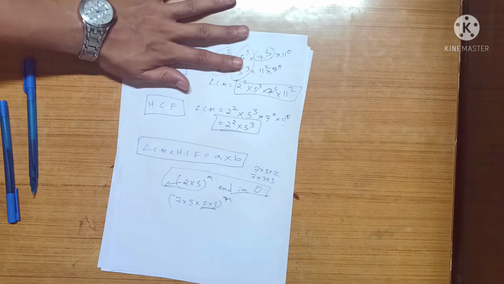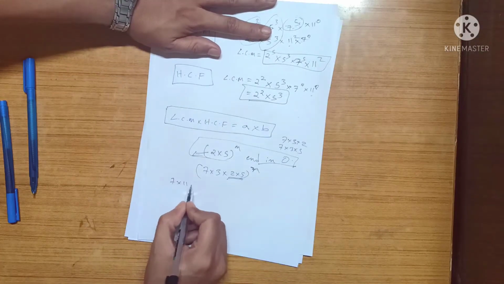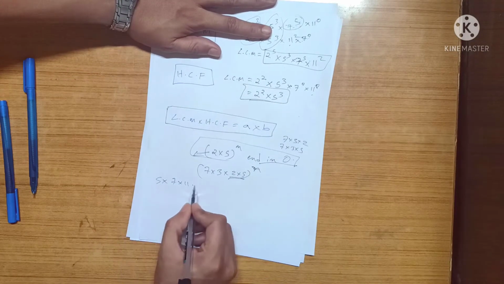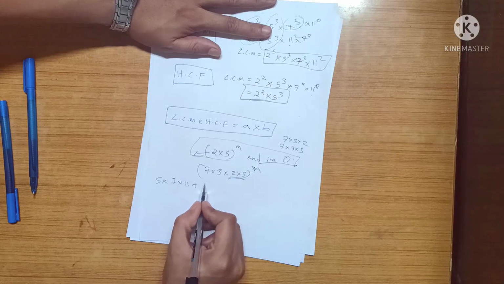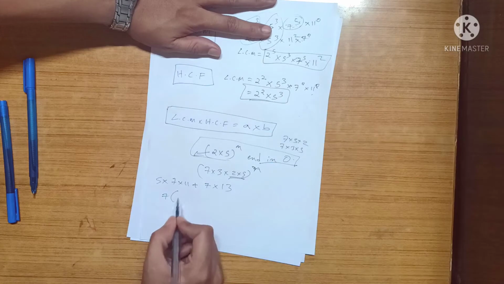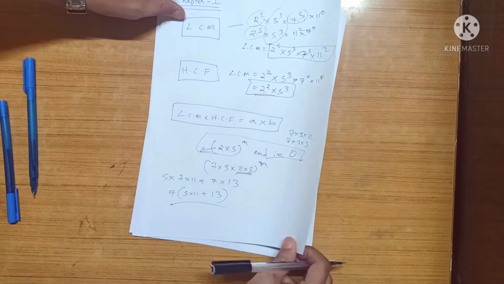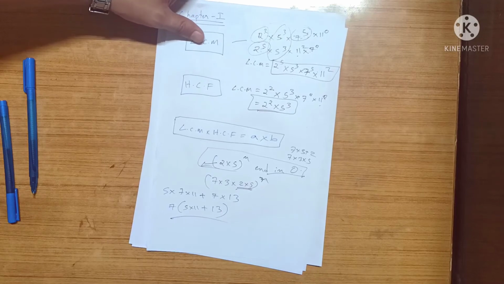Okay. Next is for showing that numbers are composite numbers, you just have to take common. 5 into 7 into 11 plus 7 into 13, suppose. So you just take 7 common. This makes it into a composite number. That's it, nothing else. So that's the one.